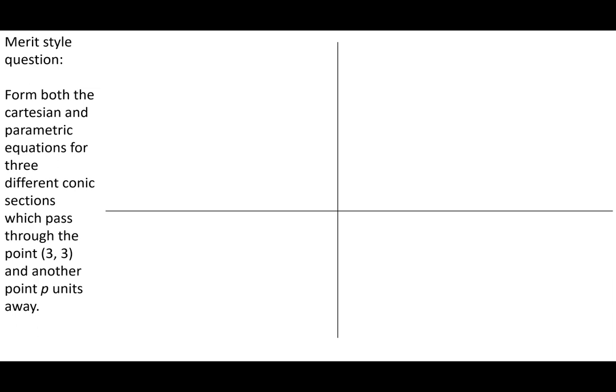Okay, today we're looking at a merit style question, and the only difference between this question and the achieved question is that it uses some letters instead of numbers. So we've still got a point that we're starting with that we want our conics to go through, 3, 3, and so I'm going to just put that here. And then we've got another point we want our conic to go through that's p units away. So this distance here is going to be p to get to my other point.